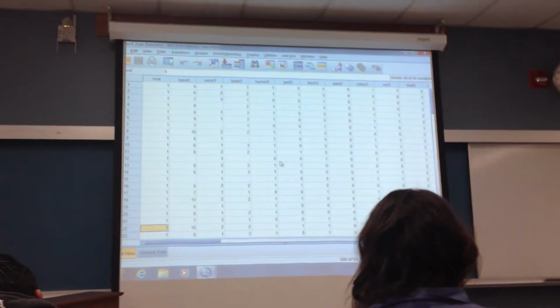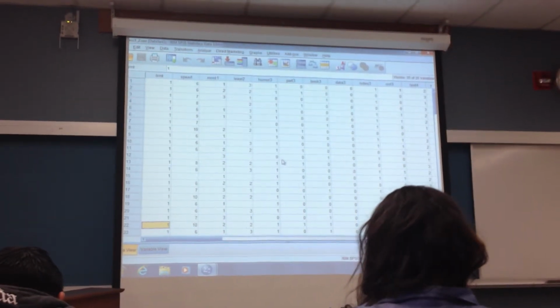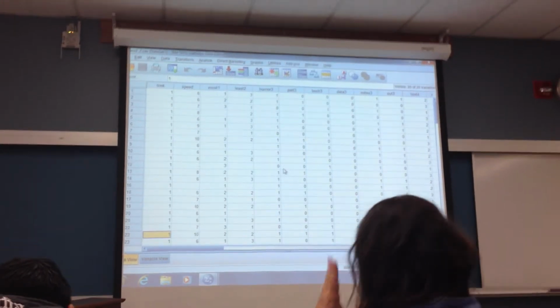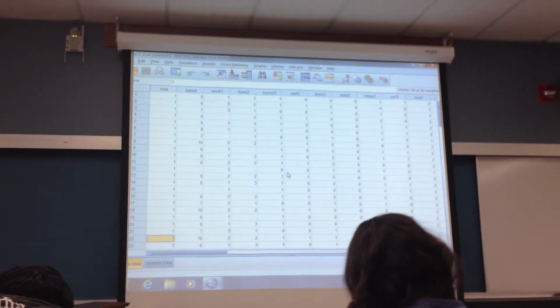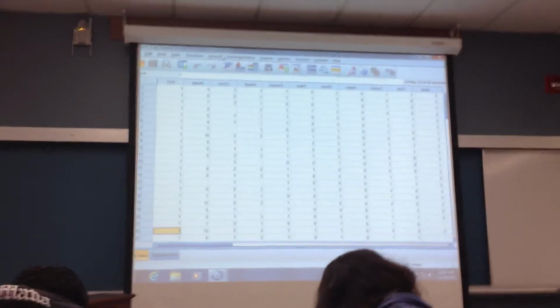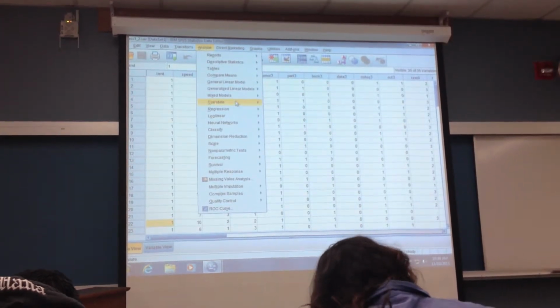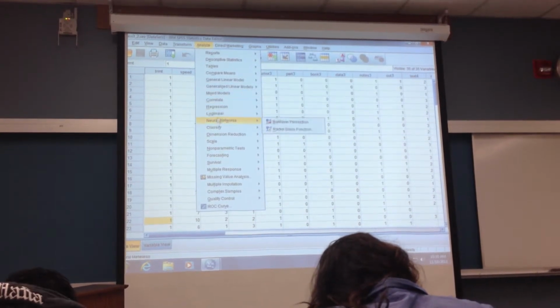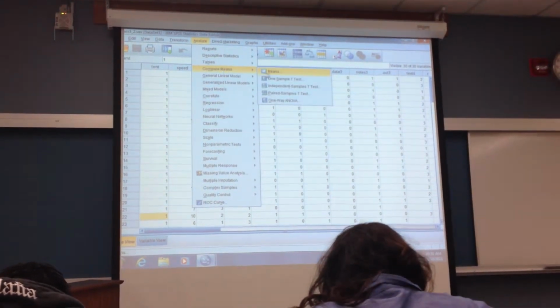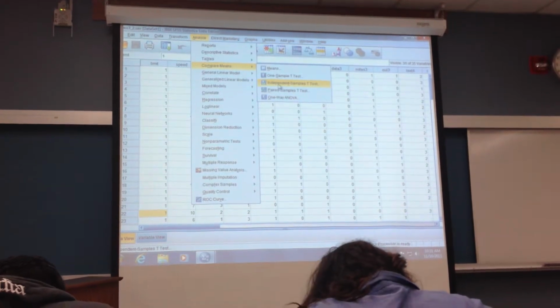Page 166, remember the t-test has two groups. You're looking at least interval data. You're comparing the means for these two groups. So let's click on Analyze, and then it says click Compare Means, and we want independent samples t-test.